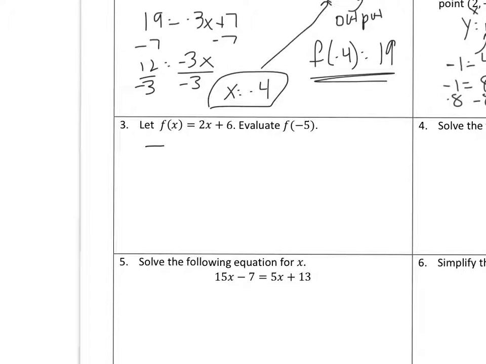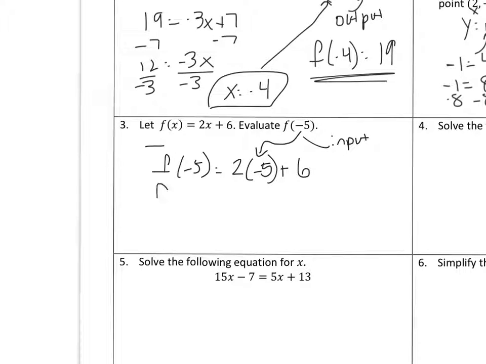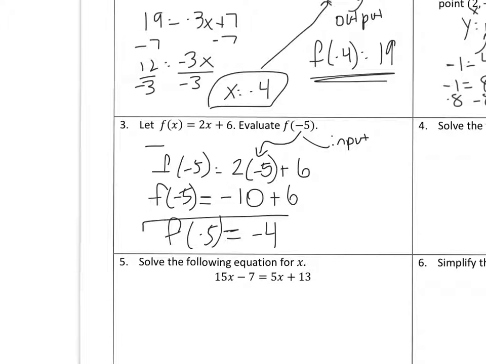Number 3, let f of x equal 2x plus 6, and now you have to evaluate negative 5 as an input. So it's going to be plugged in for x. So f of negative 5 is equal to 2 times negative 5 plus 6. Notice how this was plugged in for x. Simplify the right side, because remember the left side is just notation. 2 times negative 5 is negative 10 plus 6. One more step. Negative 10 plus 6 is negative 4. I have an input of negative 5, which was given to us, and we found the output of negative 4.